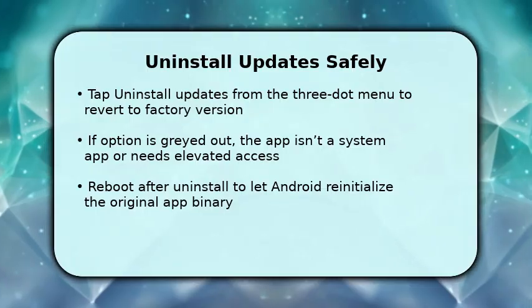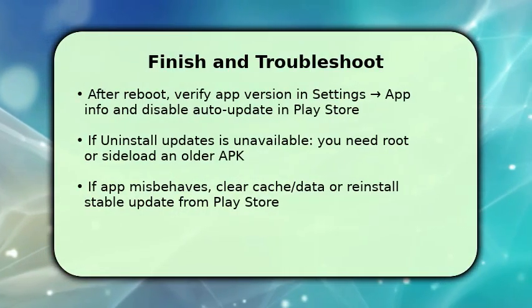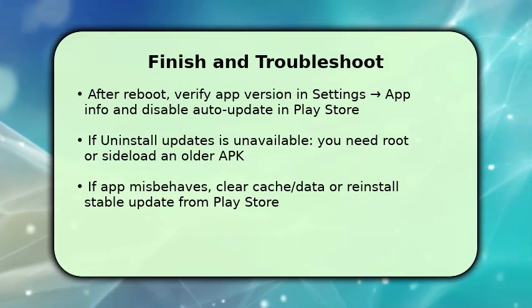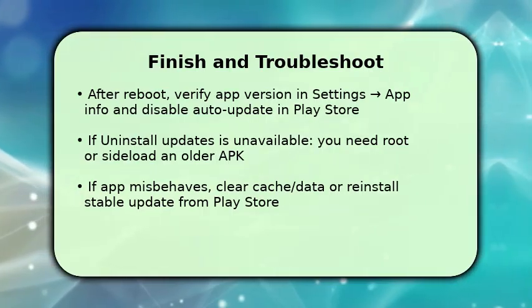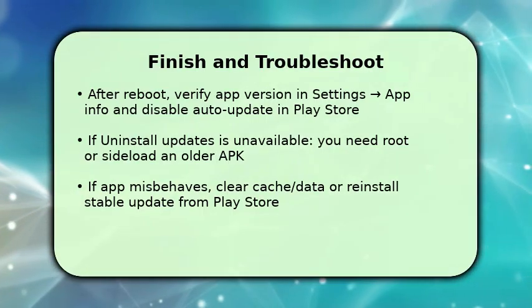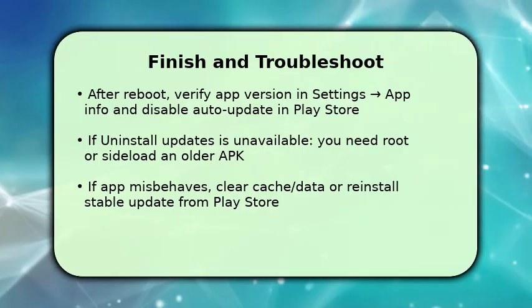Once you finish, open App Info to confirm the version matches the factory build, and re-disable Play Store auto update for that app. If uninstall updates was unavailable, the only alternative paths are rooting the device or sideloading an older APK, which carry risks and aren't built-in methods.